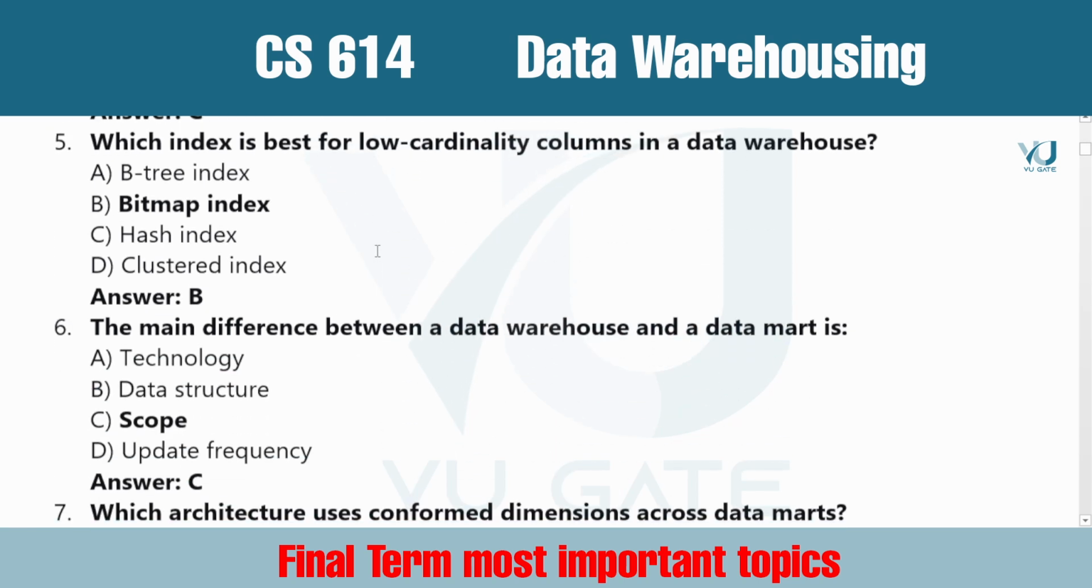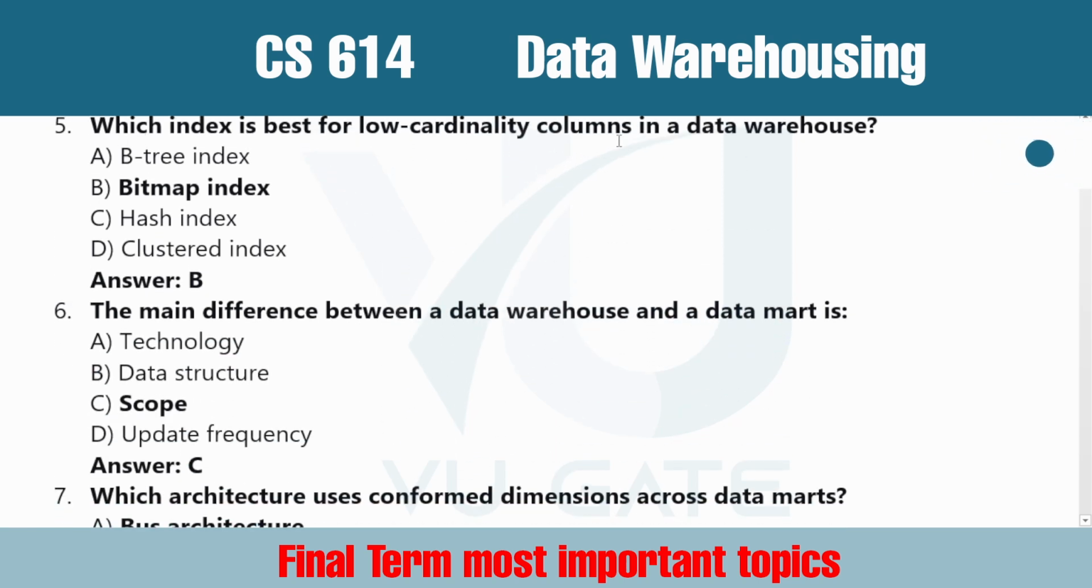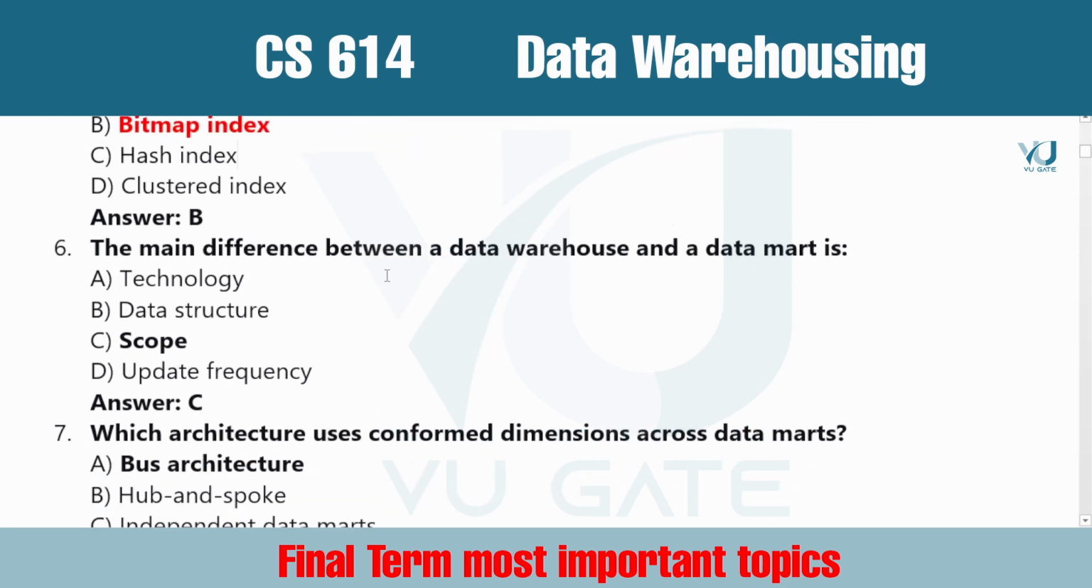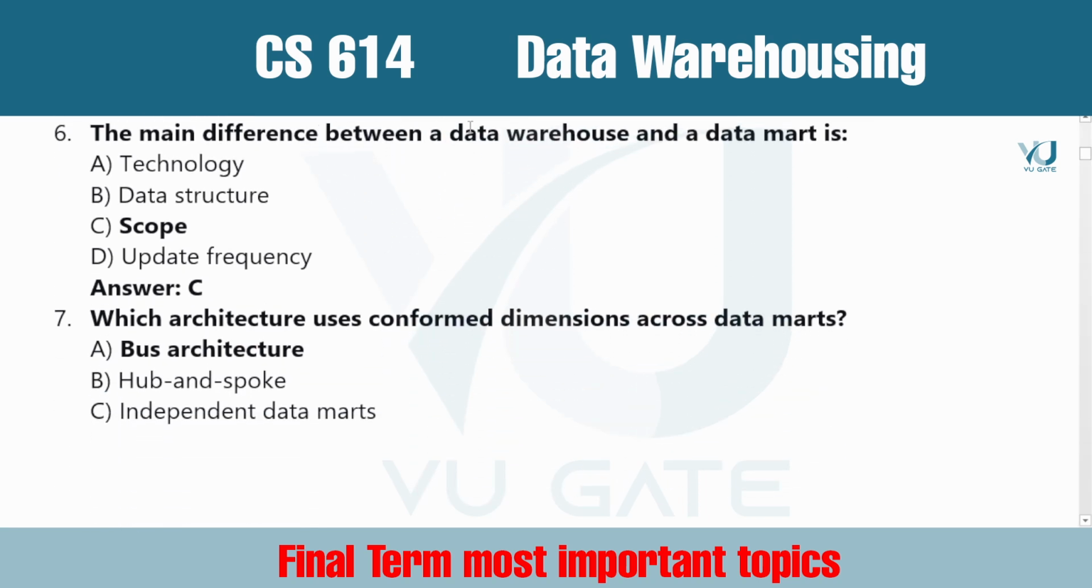Question 5. Which index is best for low cardinality columns in a data warehouse? The correct answer is option B, bitmap index. Question 6. The main difference between a data warehouse and a data mart is. The correct answer is option C, scope.